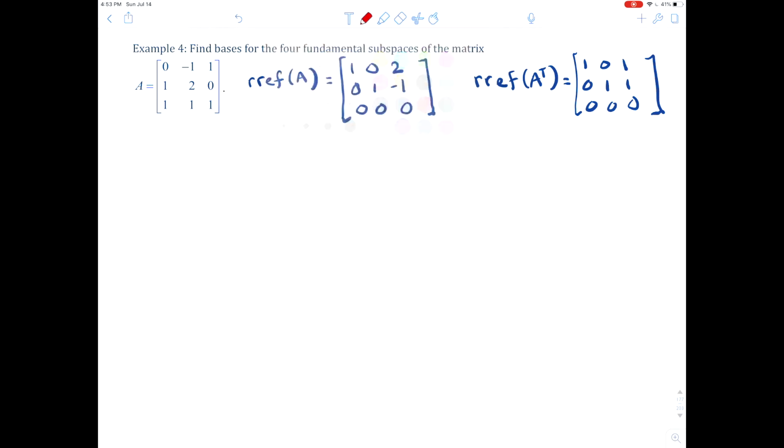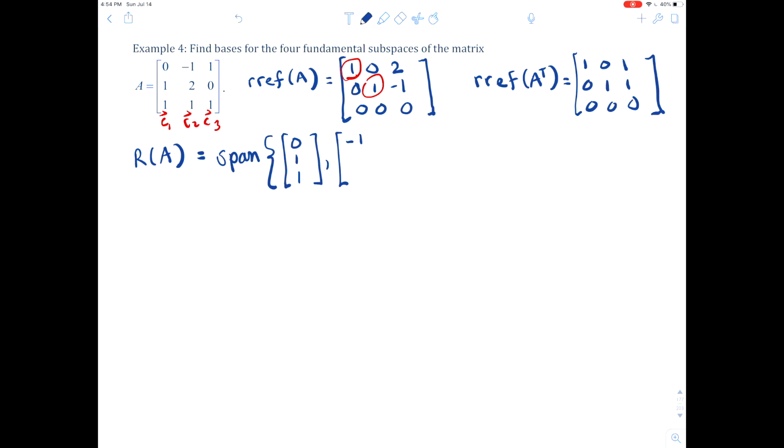So I'm going to use pivots. Do you see that the pivots for A are in the first 2 columns? So we'd have column 1, column 2, and column 3, and we'll use those first 2 columns. So the column space of A would equal, we'll just write this as the span of our basis, our A basis, and that is what? We use the columns in the original matrix A, and we'll get 0, 1, 1, and we'll get negative 1, 2, and 1.